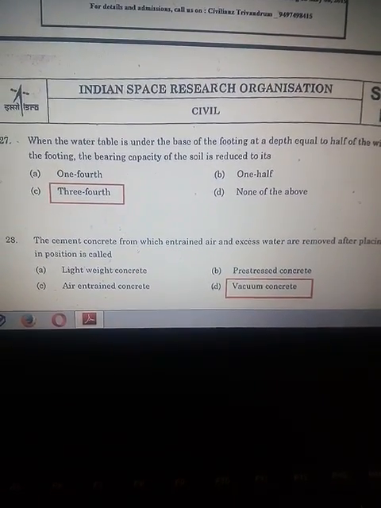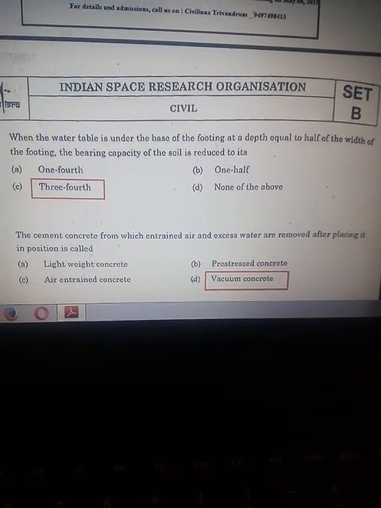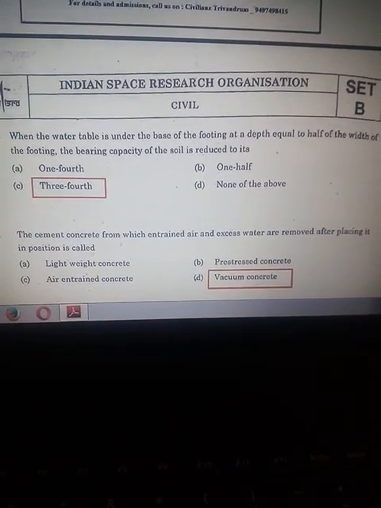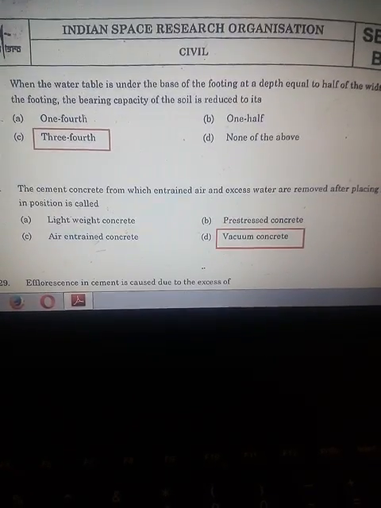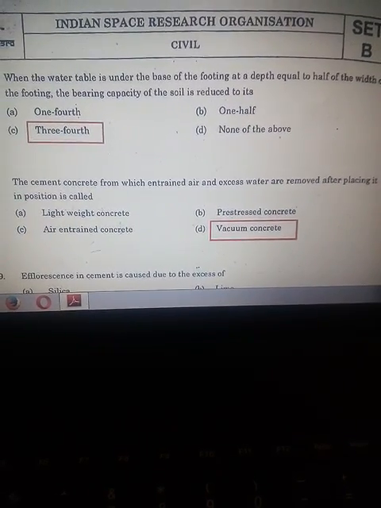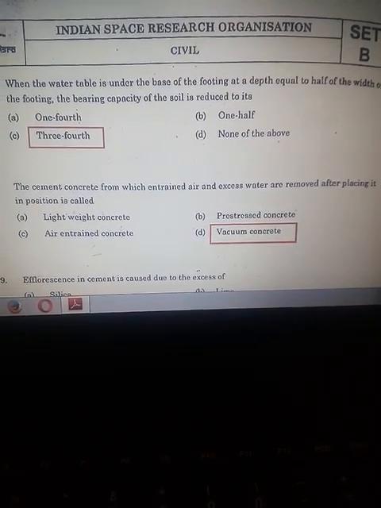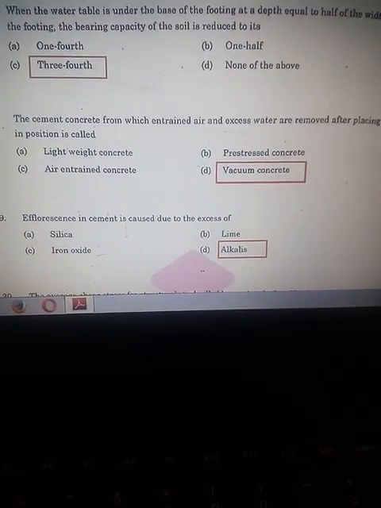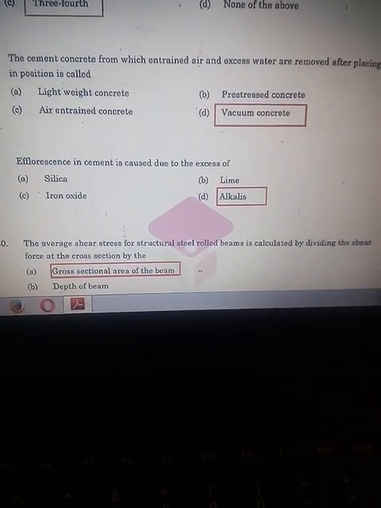Now next question, when water table is under the base of the footing to a depth equal to half of the width of the footing, the bearing capacity of the soil is reduced to 1/4, 1/2, 3/4, none of this, that is 3/4. Okay. Now next, the cement concrete from which the entrained air and excess water are removed after placing it in position is called vacuum concrete. Okay. Now next question, efflorescence in cement is caused due to the presence of excess of alkalis. Okay.